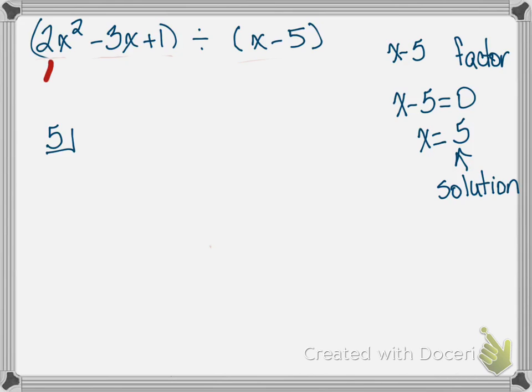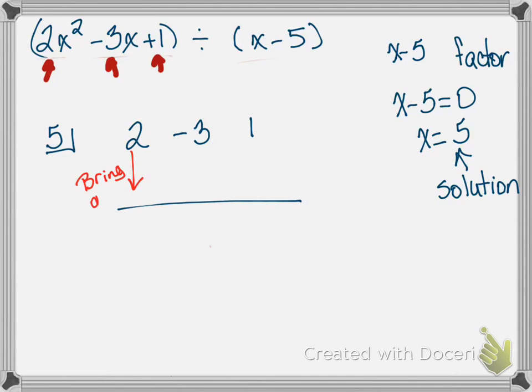Now I'm going to look at each one of these coefficients. Okay, that is the number without the variable. So in 2x squared, what is my coefficient? 2 is my coefficient. Okay. In negative 3x, what is my coefficient? Good. 1 does not have a variable with it. It's what we call a constant. So then we just write this down. Okay. My first step is I bring my 2 down. I just bring it straight down. Okay? So, step 1. Bring down. Okay? I brought it straight down.